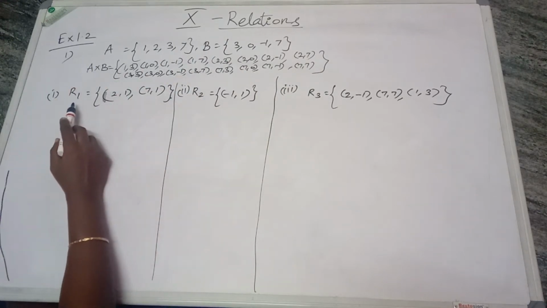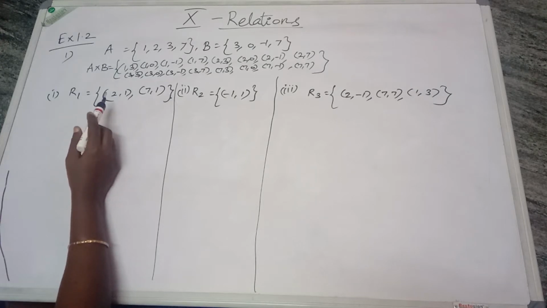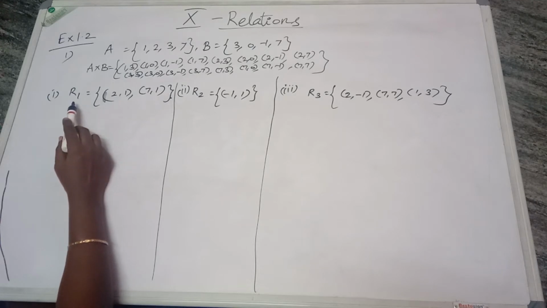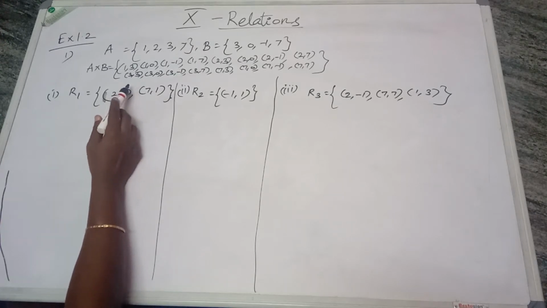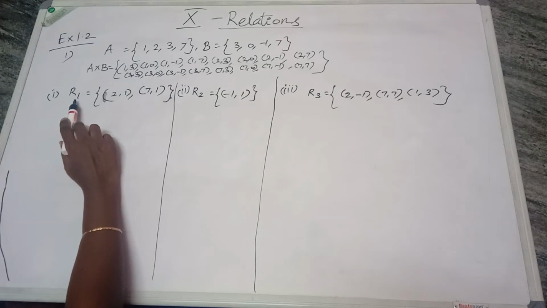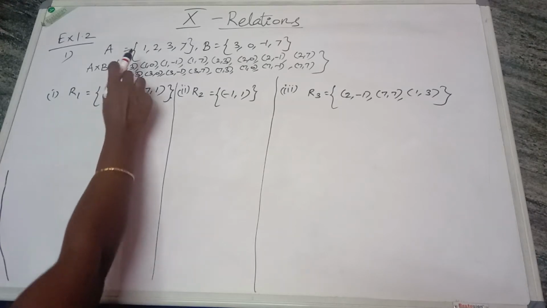Now, which of the following relations is from A to B, they have asked. So first we have to take the relation R1 and check whether its elements are in A cross B or not. If they are there, then this relation R1 is a relation from A to B.